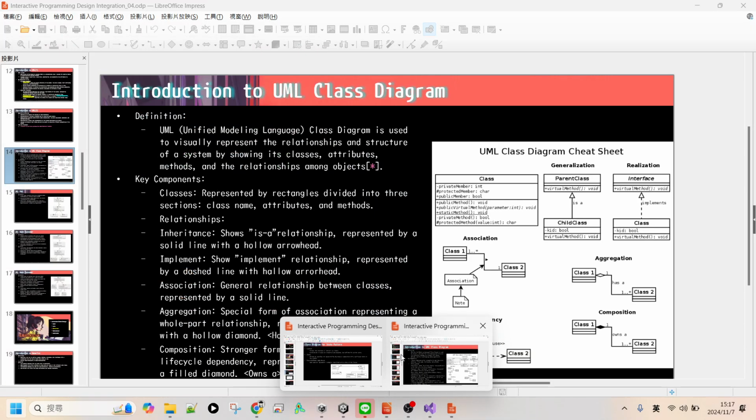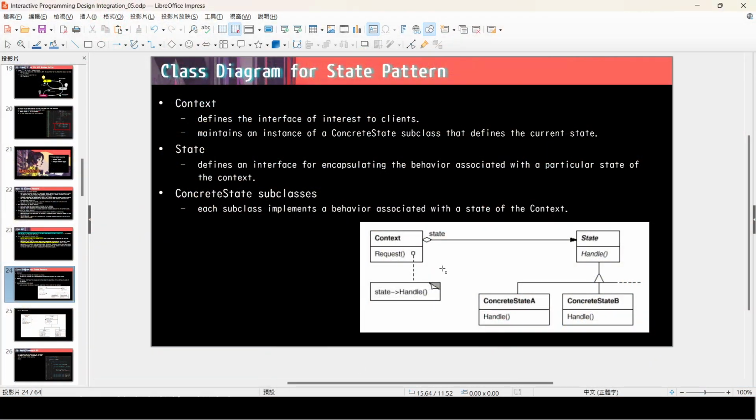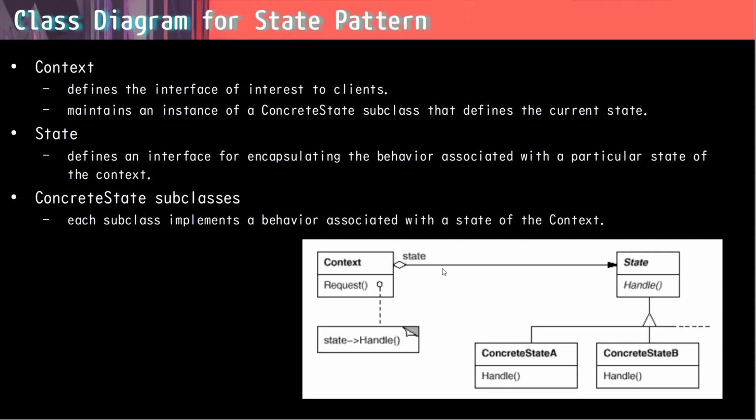This one. Okay. This is the most complicated idea in this lesson. Okay, let's start from the abstract class. It's over here. We have a state class over here. And the state class only has one method, which is called handle.